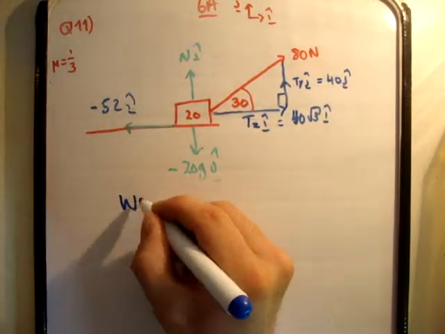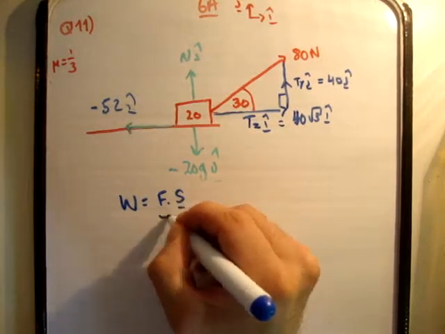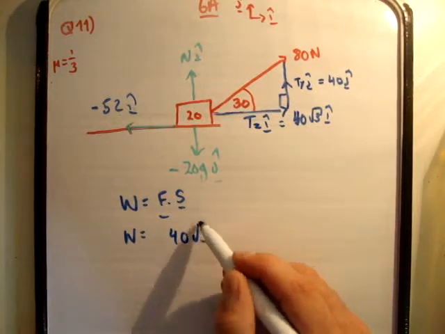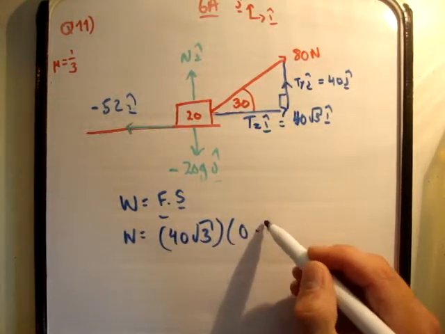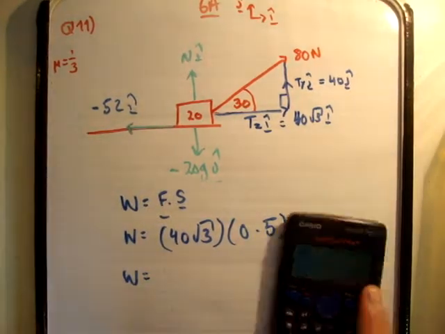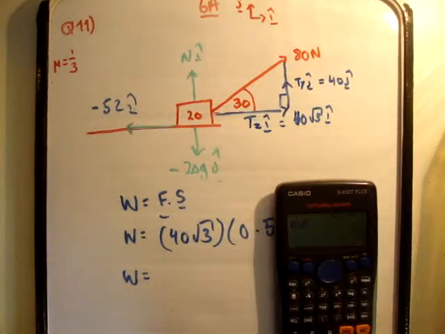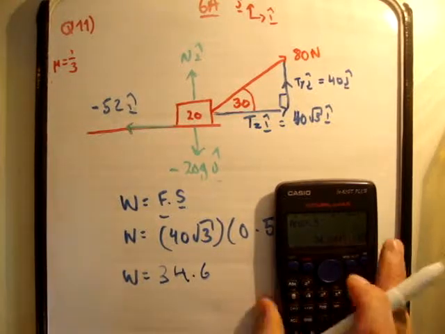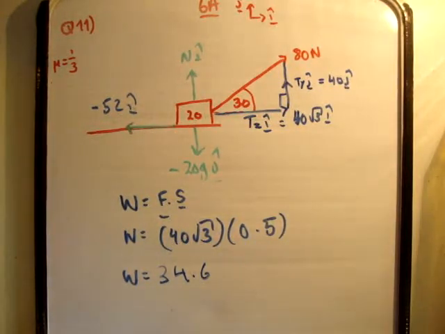So once again, work done is equal to force times displacement. So the work done is equal to 40 root 3 times the displacement, which is 0.5. The work done therefore equals 40 times root 3 multiplied by 0.5, giving an answer of 34.6. So in actual fact it should say the work done by the tensional forces.